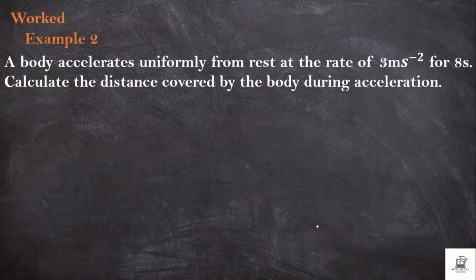So let's look at number 2. A body accelerates uniformly from rest. As you hear, from rest, just indicate that your U is equal to 0, at the rate of 3 meters per second squared. If you see meters per second squared, it shows that this is an acceleration. For 8 seconds, shows that this is the time taken. Calculate the distance covered by the body during acceleration. So I'm looking for distance covered.